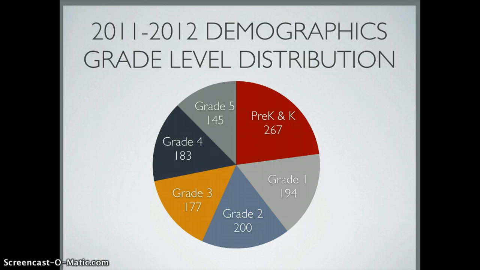Here you can see the demographics by grade level, so we can just see the number of students that are in each grade level. And if you look at the graph, the pie chart, you can see that pre-K and K students have the largest number, and they kind of continue to decrease as the years go on and they go into higher grade levels.